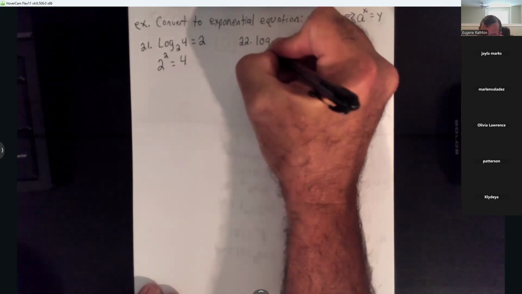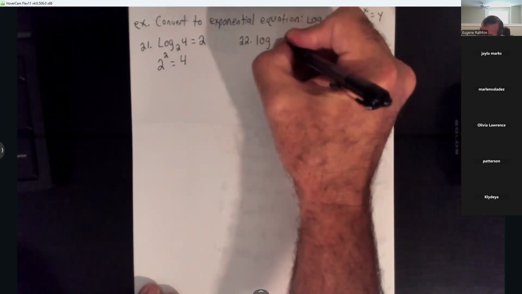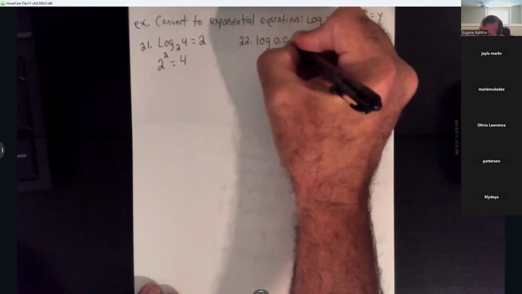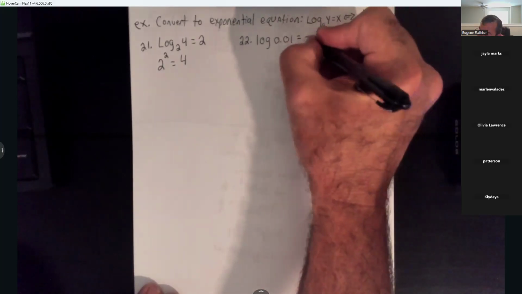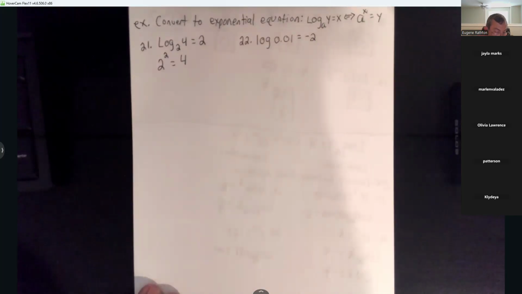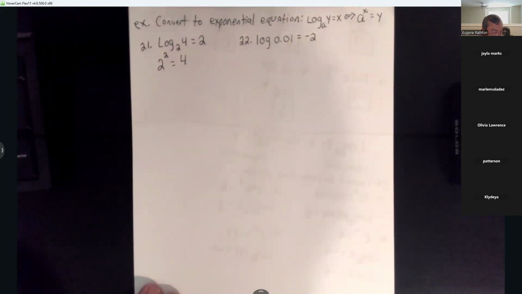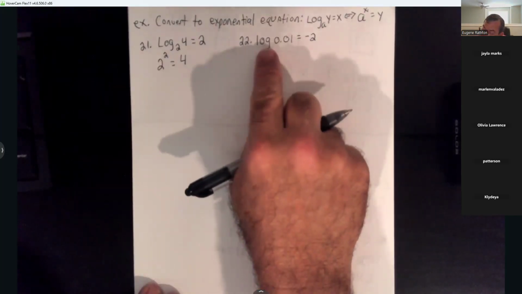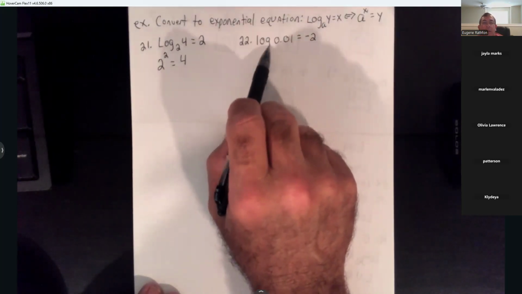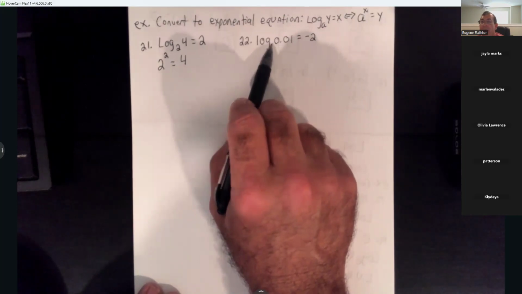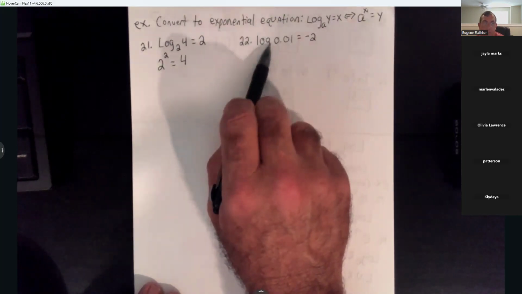So let me see what this one has. Log 0.01 equals -2. All right, y'all. So let me ask y'all this. There's not a base on this logarithm. So what are we using?